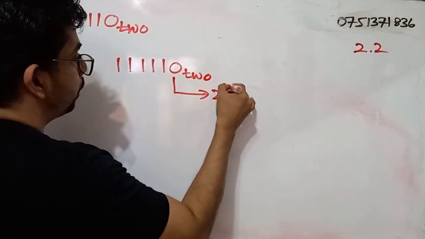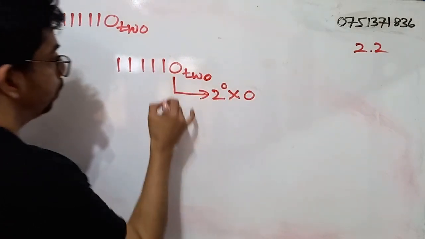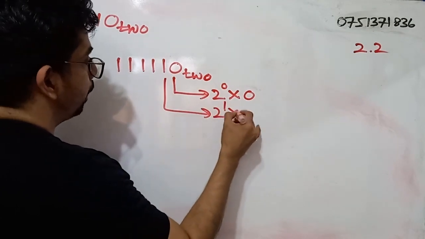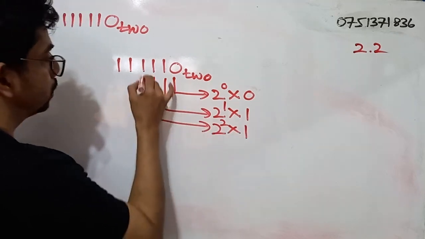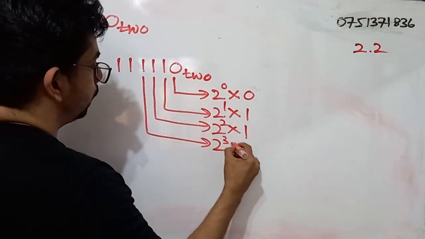So 2 to the power 0 into 0. 2 to the power 1 into 1. 2 to the power 2 into 1. 2 to the power 3 into 1.